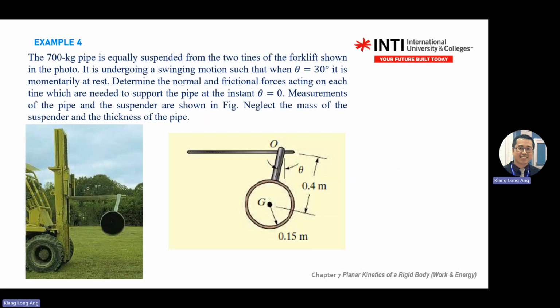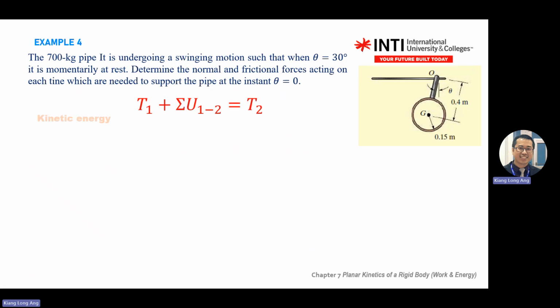Okay, example 4, I will leave it as your homework. This is a civil application. It could also be seen as mechanical. But this one is your homework. The same application applies. It asks you to determine the normal and friction force at the arm here. So this one is your homework.